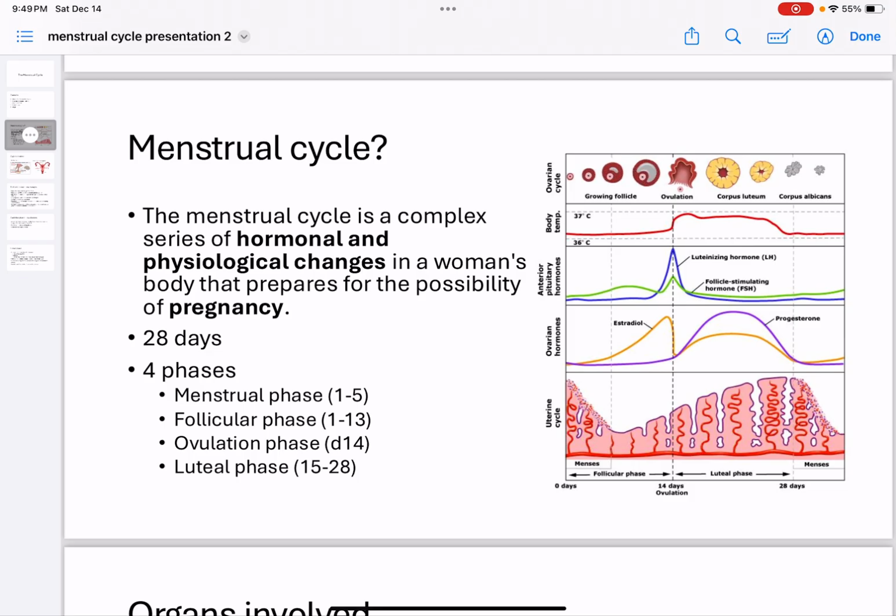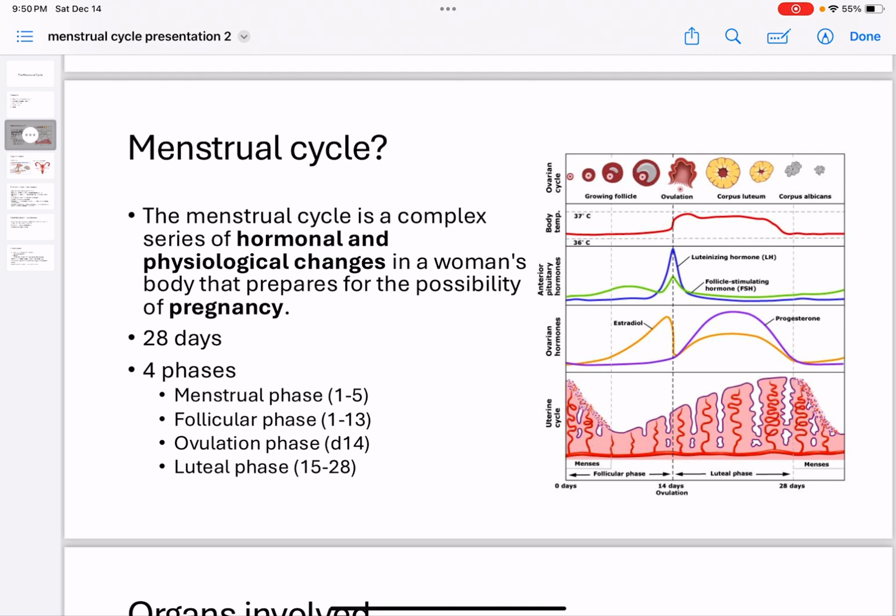So the two main things that you have to know about the menstrual cycle is that first, it is a complex series of hormonal and physiological changes. And second, the main role of the menstrual cycle is that it prepares a woman's body for possible pregnancy. A typical menstrual cycle lasts around 28 days, so roughly a month, and there are four main phases.